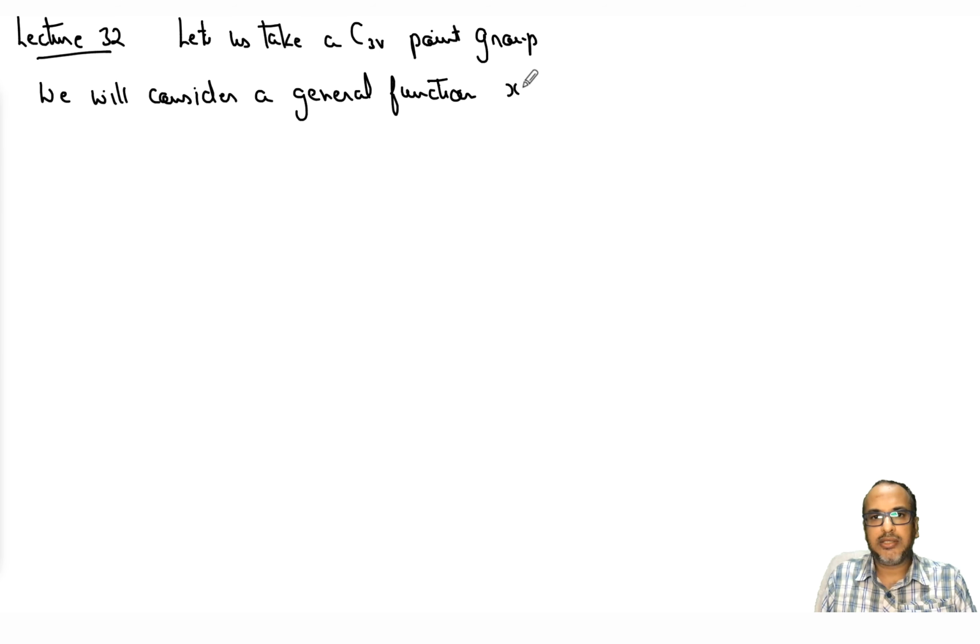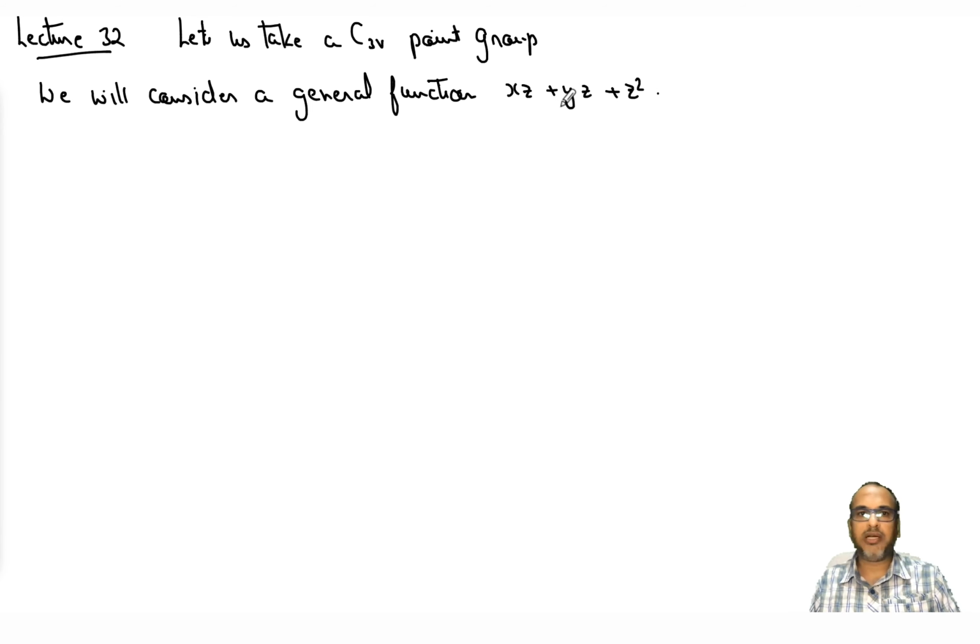Let us say xz plus yz plus z square. This particular example I am taking is a solved example in the Cotton book, so if you have any difficulty understanding, you can also refer to Cotton. Once we do this example, we should be through with how to use the projection operator, and then we will take up unsolved examples also. So we will consider a general function under the C3v point group.